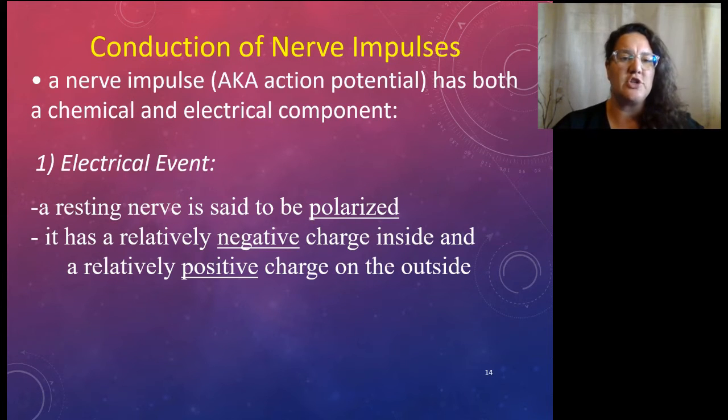So when we're looking at the conduction of a nerve impulse, also known as an action potential, it has both a chemical and electrical component. This is an electrical event because the resting nerve is said to be polarized. It's typically about negative 74 millivolts. There's a relatively negative charge inside the neuron and a relatively positive charge outside the neuron.